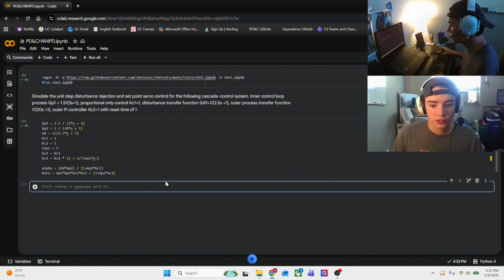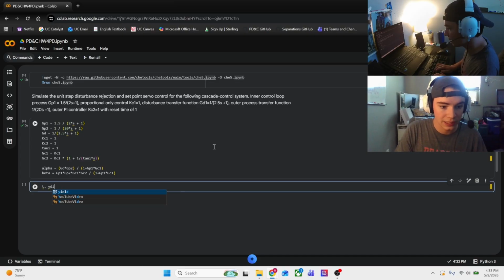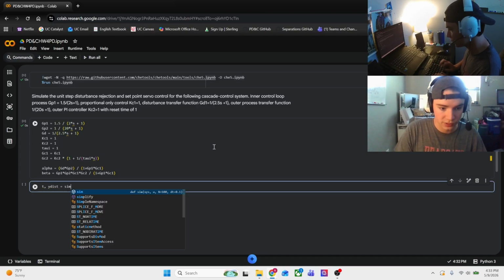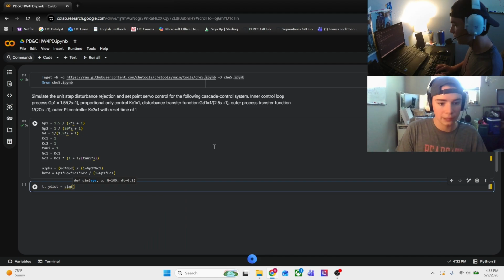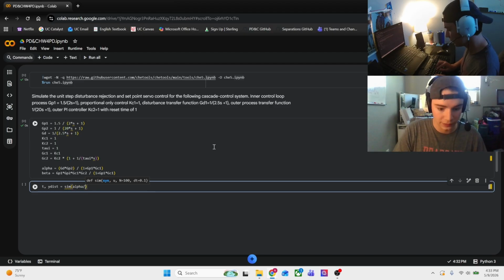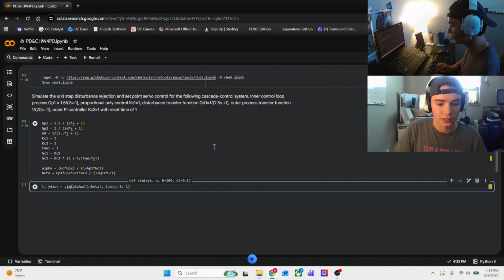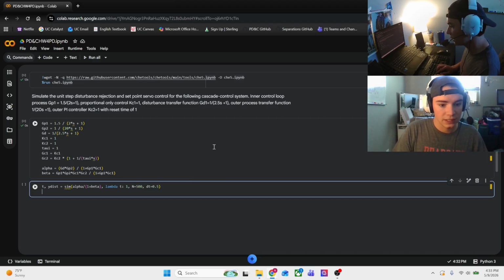Hit shift enter. So now we can go ahead and simulate our disturbance here. So we can see our t and our y disturb are going to equal simulate. And if we remember the first part of that function, we're going to have our alpha divided by 1 plus beta. And then our usual lambda t is going to be 1. And we're going to do n of 500 and dt, we're going to do 0.5 this time around. And then we can go ahead and plot out this disturbance function.